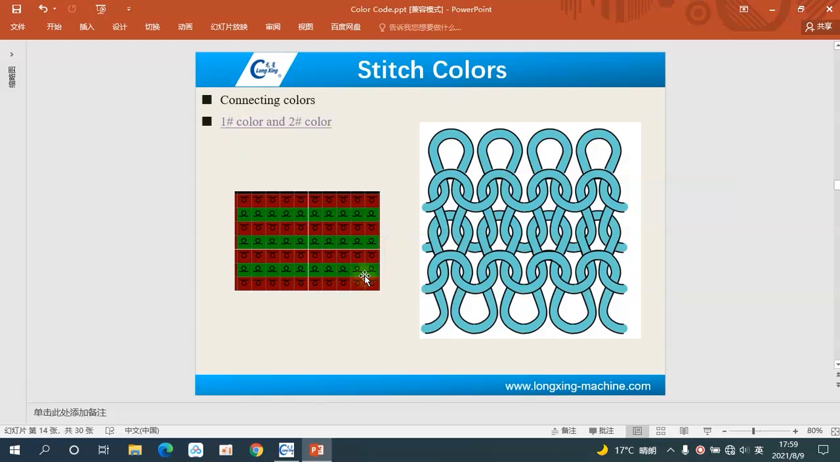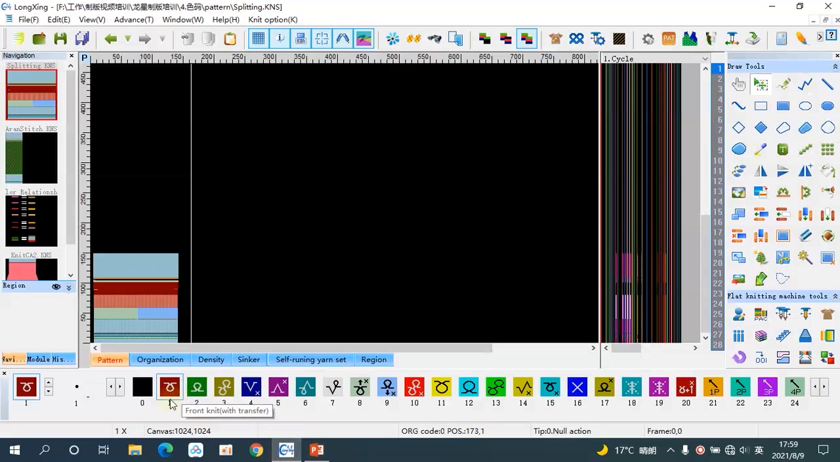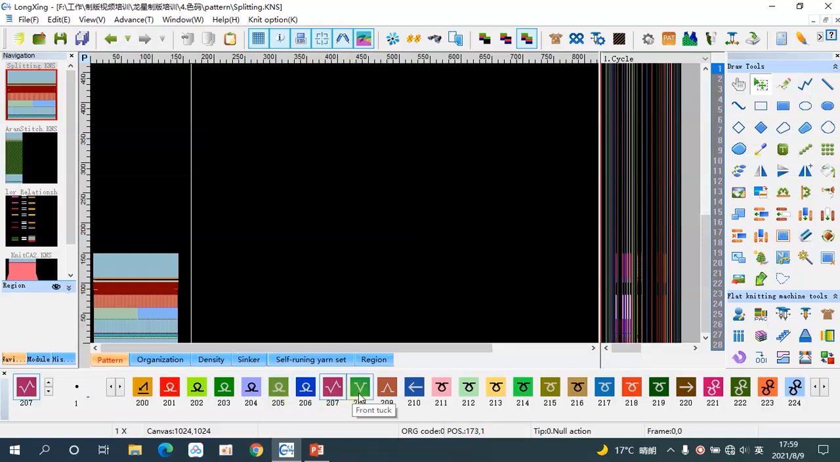Below are connecting colors and non-connecting colors. Now you can see color 1, 2, and 3 are connecting colors. Color 8, 9, and 10 are non-connecting colors. In non-connecting colors, there is a small X in the catalog. Color 4 and 5 are also non-connecting colors. It means the needle can't automatically transfer. 207, 208, 209 are connecting colors.